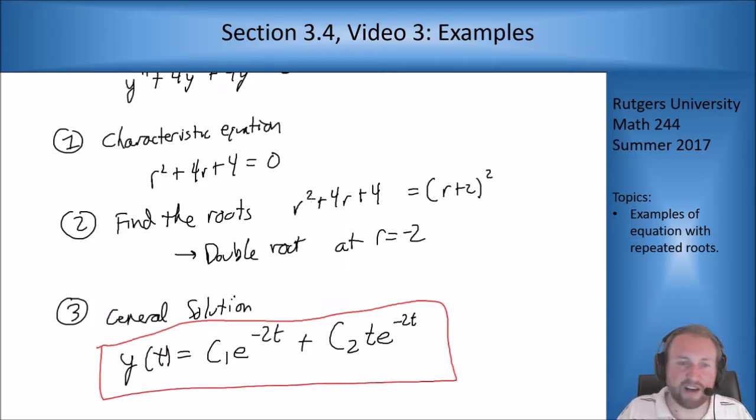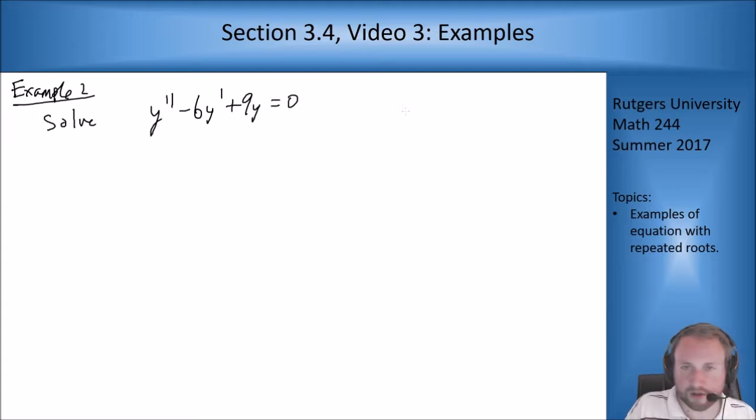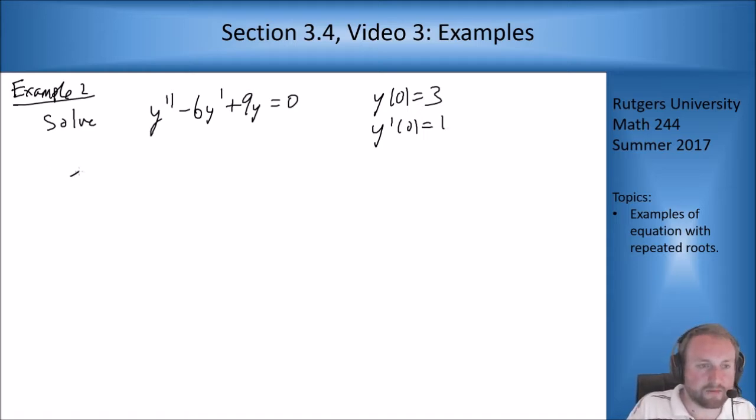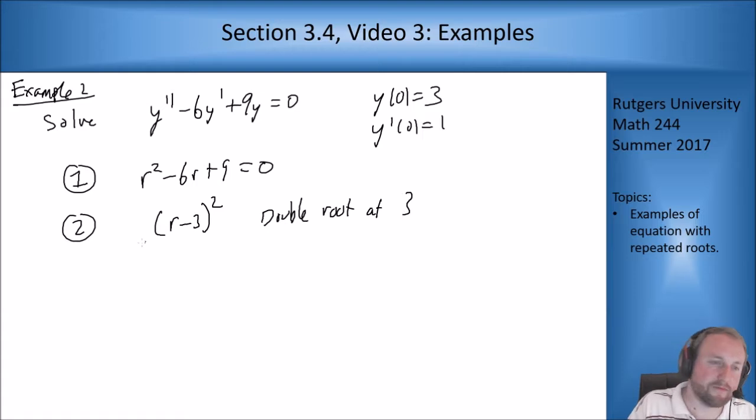Now we'll do a second one where we need to find some constants. So example 2 says solve y double prime minus 6y prime plus 9y equals 0, y of 0 equals 3, y prime of 0 equals 1. All right, step 1, characteristic equation, r squared minus 6r plus 9 equals 0. Step 2, factor it. This is (r minus 3) quantity squared. So double root at 3.